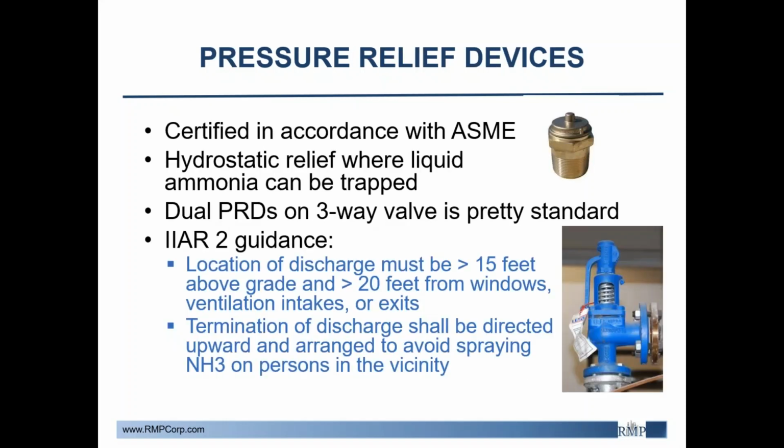For pressure relief devices, it's pretty standard now, but having the hydrostatic relief where you can trap liquid ammonia is very important, and also having the dual PRDs or PRVs on a 3-way valve. IR2, I went back and looked at IR2, that the discharge should be at least 15 feet above grade or 20 feet from windows, ventilation intakes, or exits. It does specify that specifically.